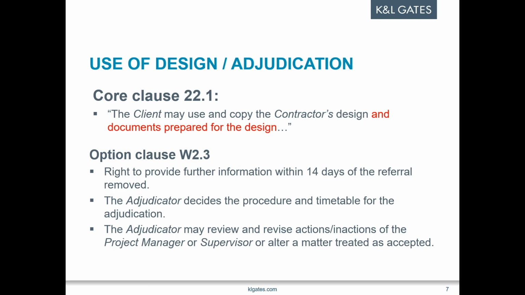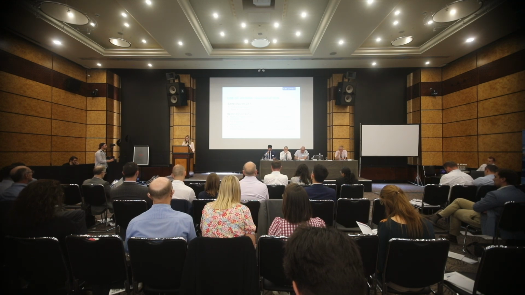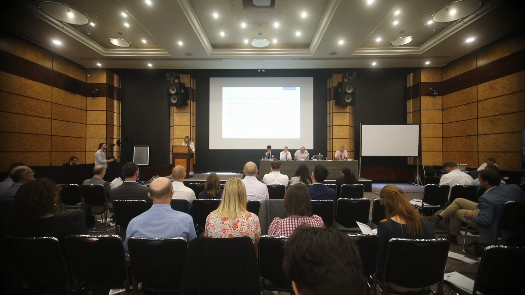Again, the adjudicator deciding the procedure and timetable for the adjudication, again, reflecting often reality and actually, as I say, in line with the Act. That last bullet point about the adjudicator reviewing and revising the actions and inactions of the project manager or altering a matter treated as accepted. It was there already. It actually just got moved around a bit, and I actually think it's good put at the bottom of that clause, and I do think that actually really quite emphasises that. I think sometimes it maybe got a bit lost, and I think it's really good to emphasise that, and hopefully it may prevent some of those jurisdictional challenges that we all see.